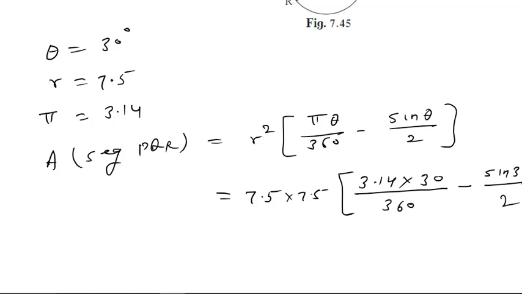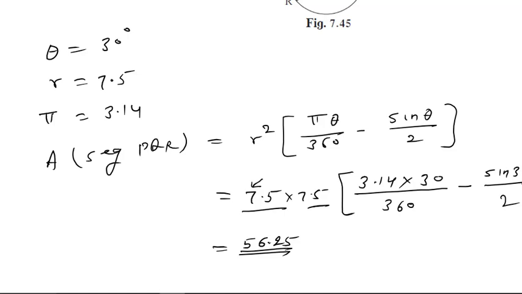So 7.5 into 7.5, right? So 7 is a 56.25. Okay, so a little bit of Vedic mathematics I am using. Whenever the ending unit place is 5, then to find the square, we multiply the previous digit with the next number. So 7 multiplied by 8 is 56, then after that we write 25. So here, as it is 7.5, my square is 56.25.